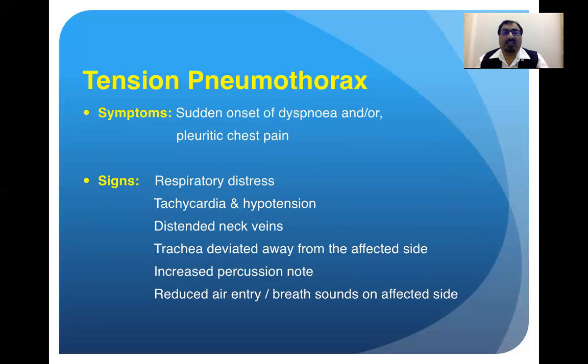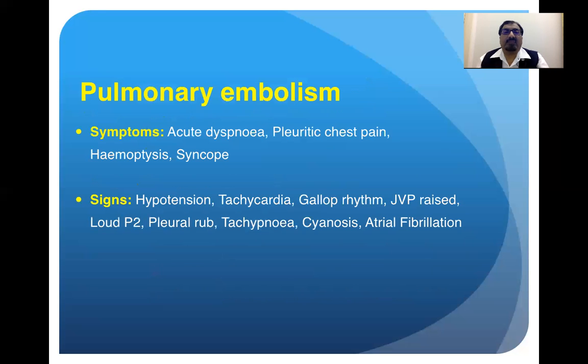We may have to put a needle in the second intercostal space, if there is a chance to get an X-ray done to make a diagnosis. Otherwise it is the clinical diagnosis on which you have to depend and intervene as early as possible.